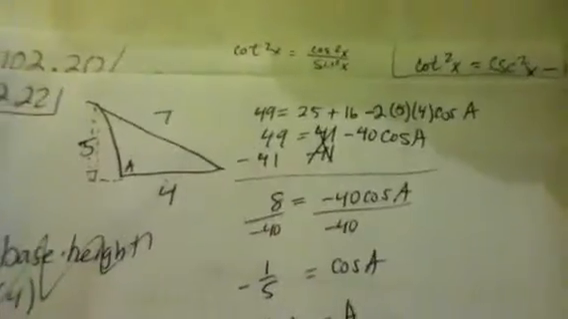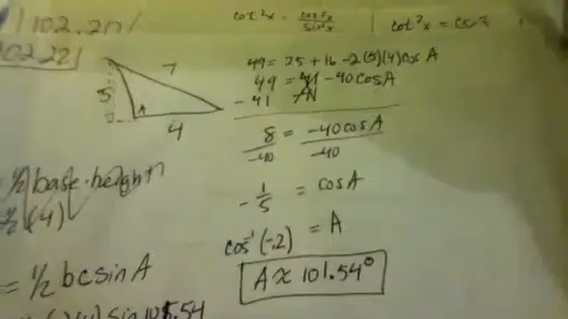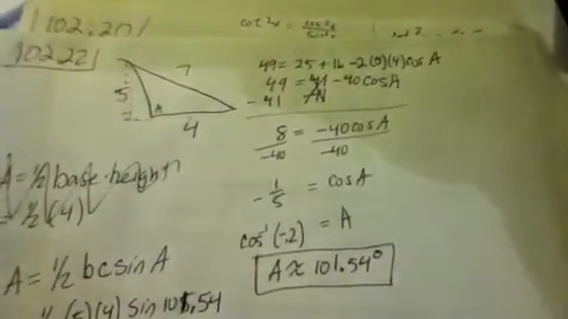Some people mess up. They think they can somehow do 16 minus 2 or something like that, but you can't. You have to follow the order of operations. And then do all your algebra there. And then you end up with cosine A equals -1/5, so that's -0.2. So then I inverse cosine both sides, and then I got the angle. So that's just using law of cosines. So that's rounded to 101.54 degrees.